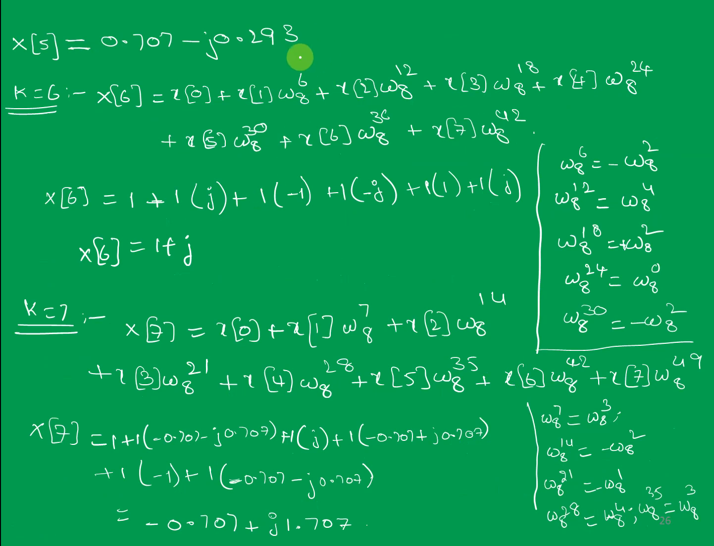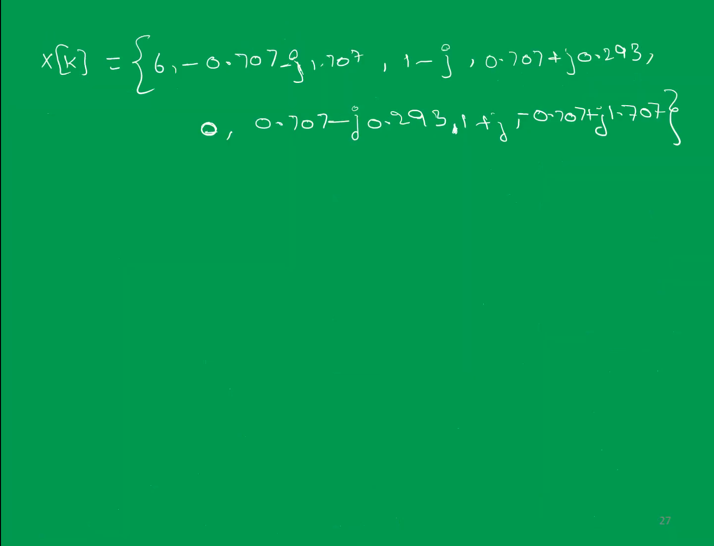Do this similarly for x of 6 also, then x of 7 also. Just convert all the values, substitute, and then find the answer. Similarly, determine x of 6 and x of 7 also, and then you can get the answer like this.